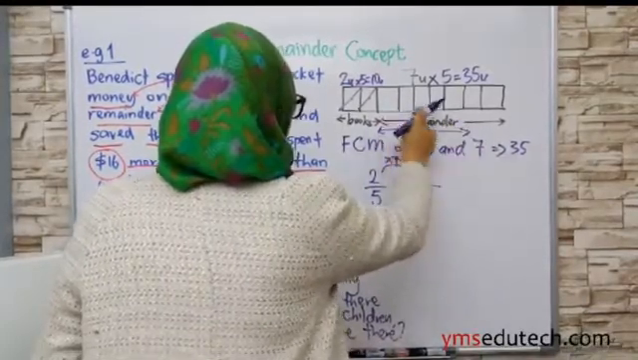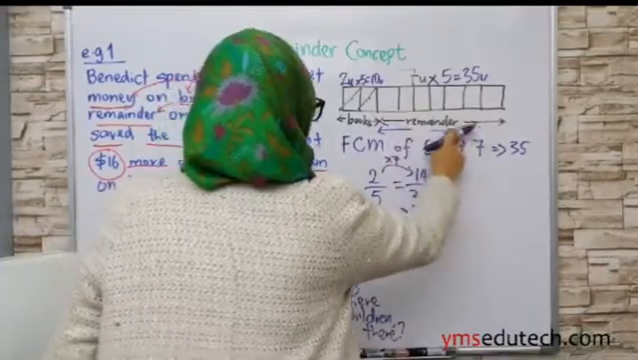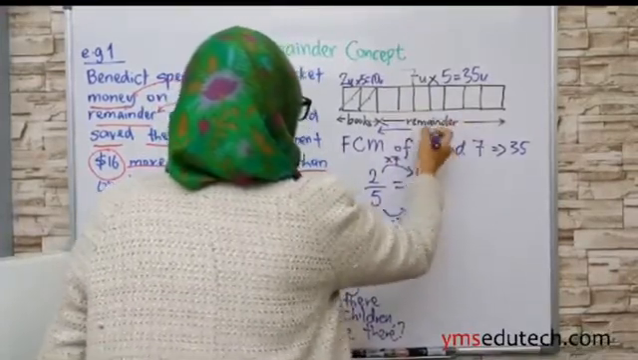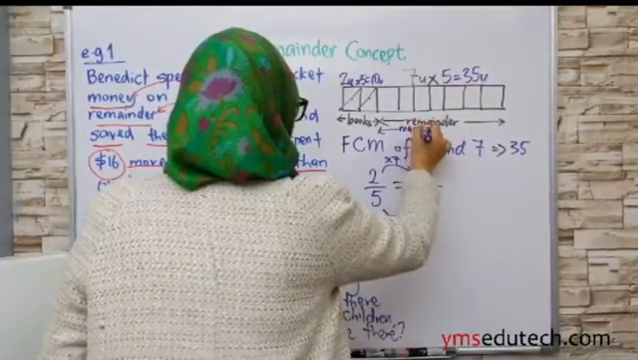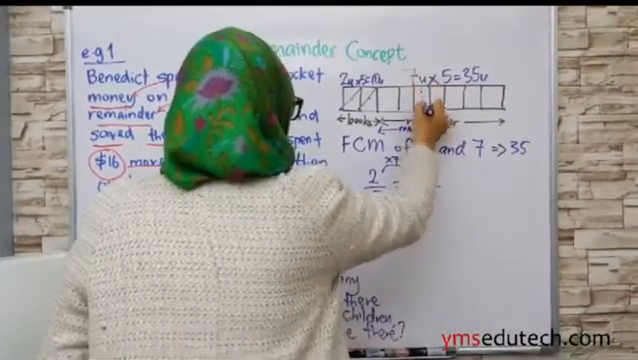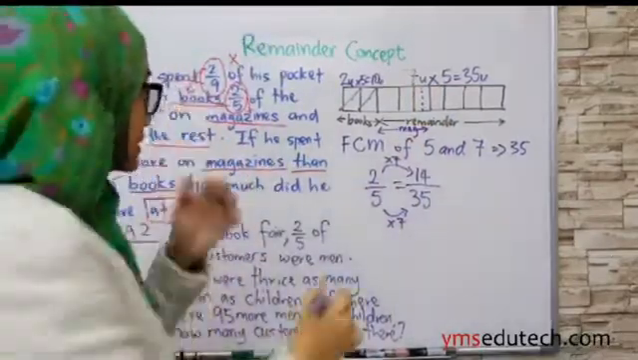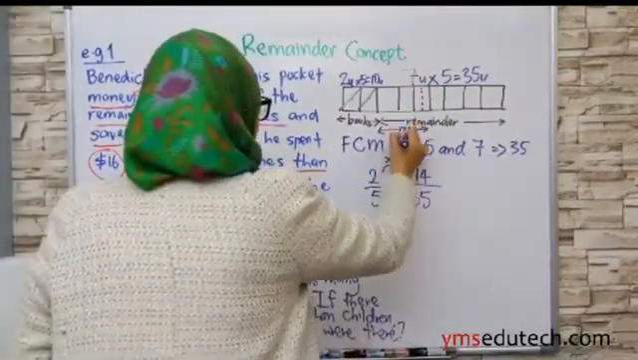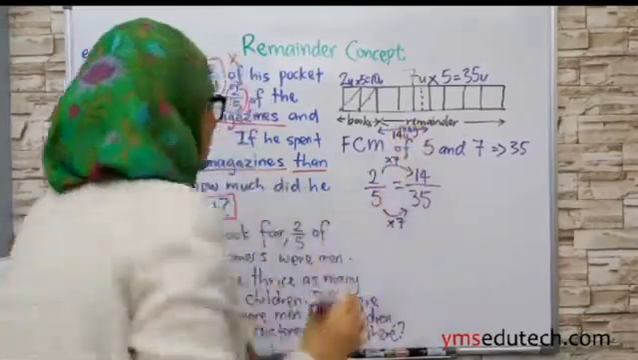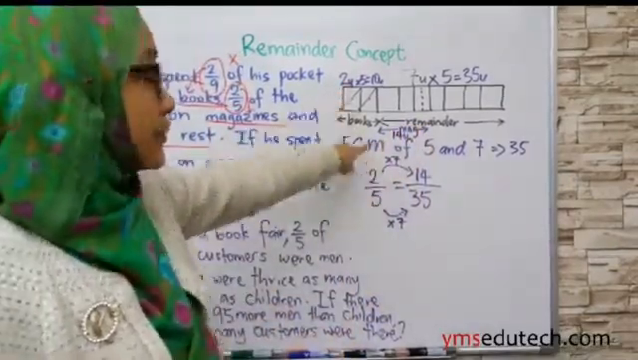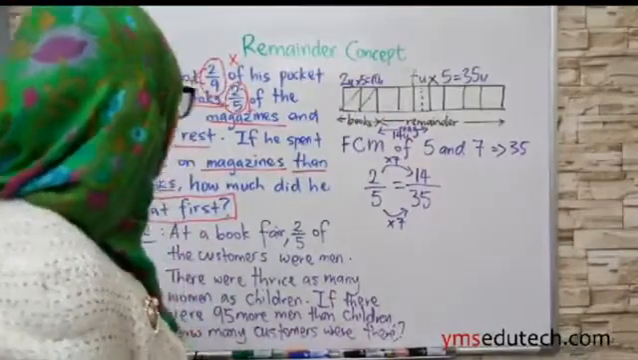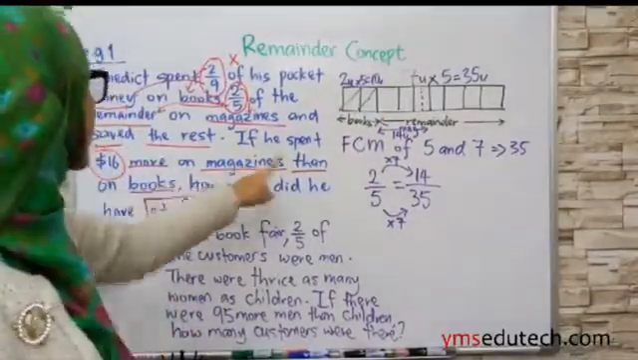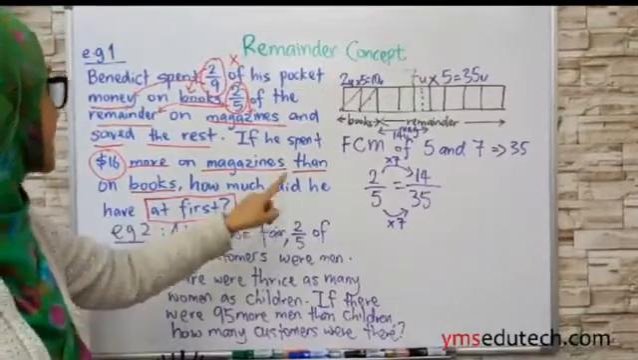Okay, on magazine, 14 units. So we're going to indicate there 14 units on magazine. Okay, just write down. Indicate, annotate on your model. Okay, so next, if he spent $16 more on magazines than books.